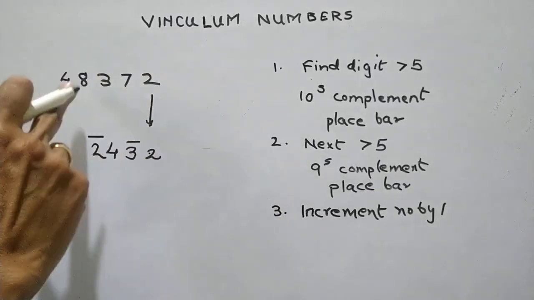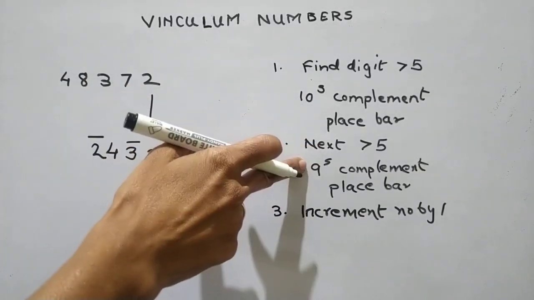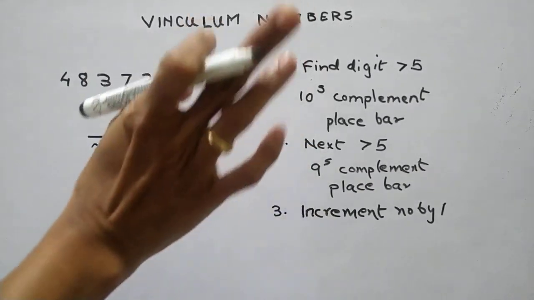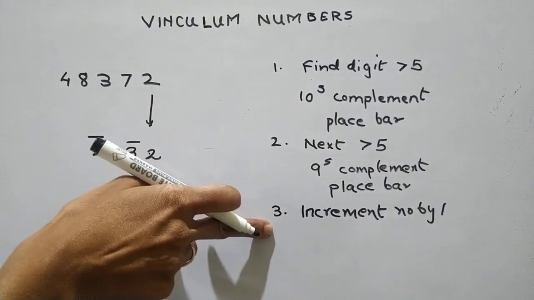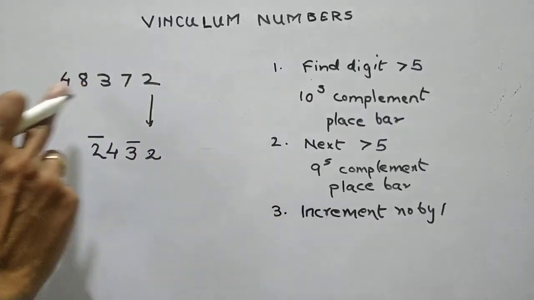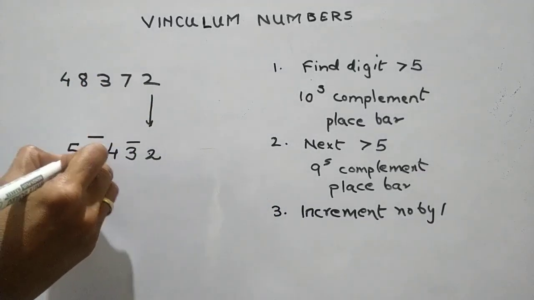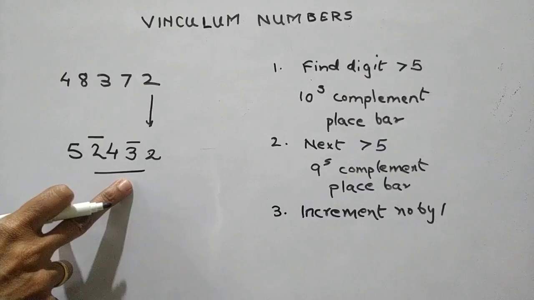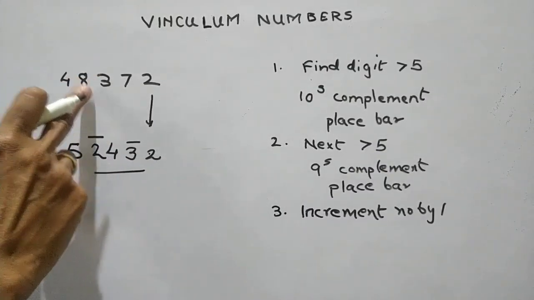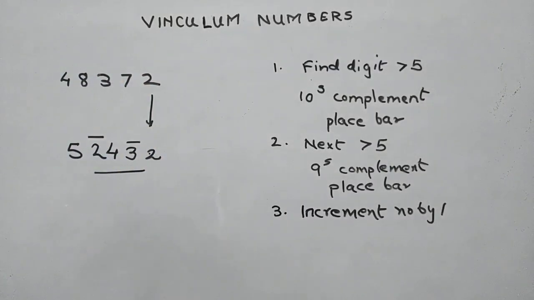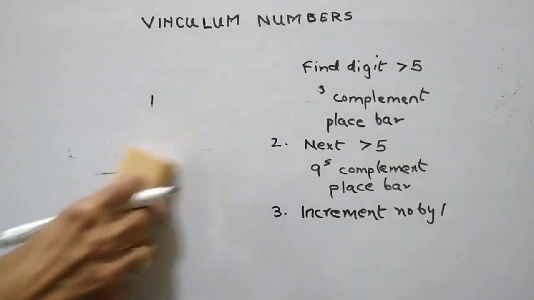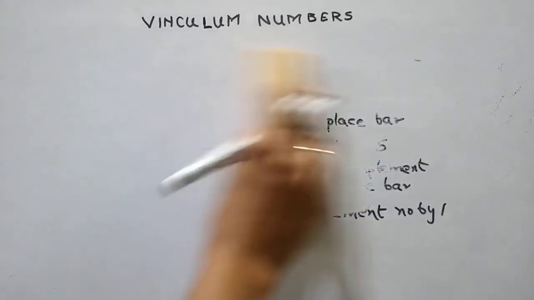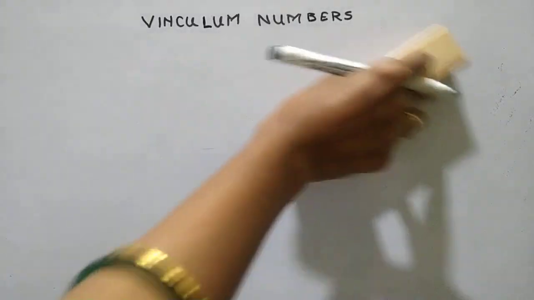Then check next digit, but this next digit is not greater than 5, it is already less than 5. So, what we do is we go to next step, we increment the number by 1. So, 4 plus 1, 5. So, this is your vinculum number for respective 48372.